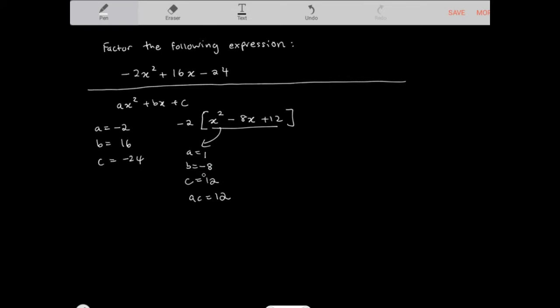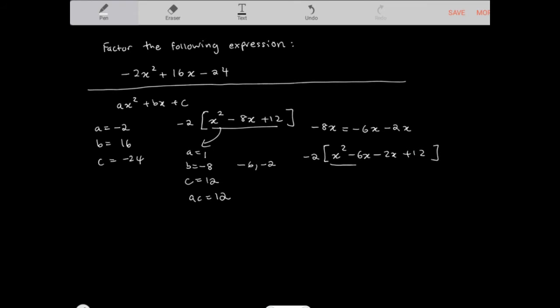So two numbers that add up to -8 and multiply to positive 12, you could do -6 and -2, right? So I'm going to replace my middle term, which is -8x, with these two coefficients. So we get -6x minus 2x. I'm going to replace that back into the expression. You get -2 times x squared minus 6x minus 2x plus 12.